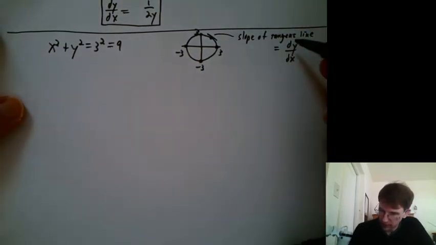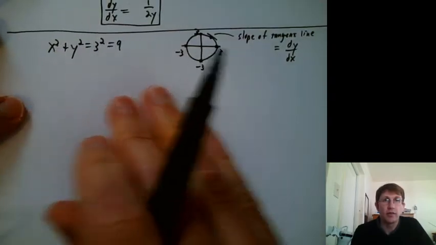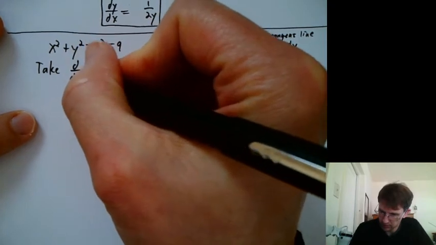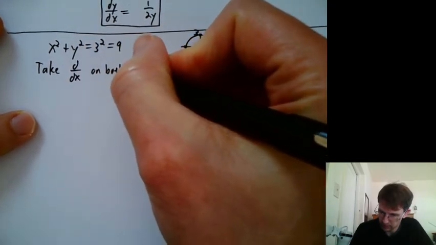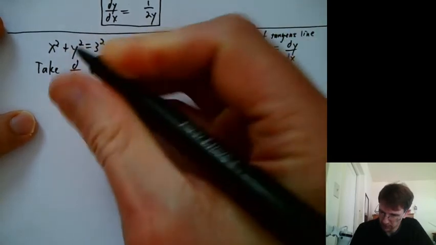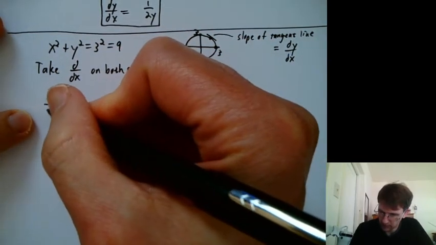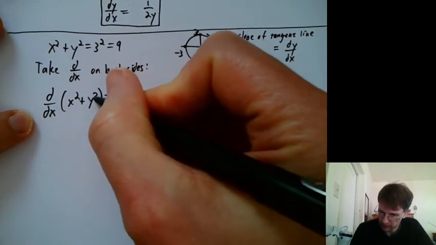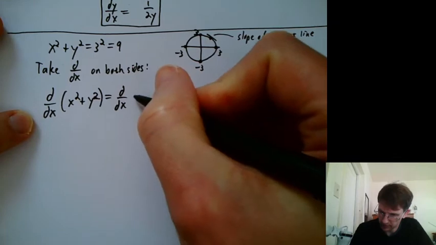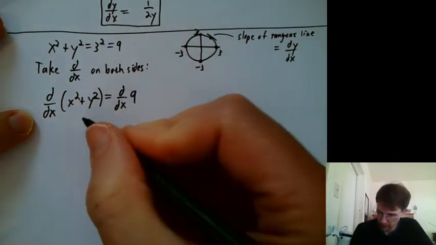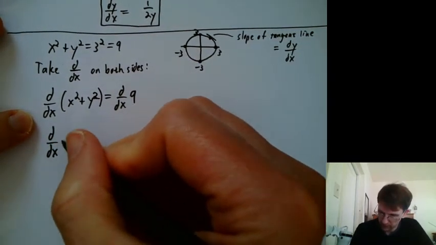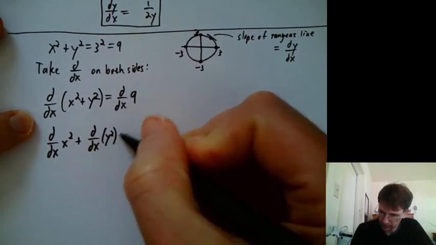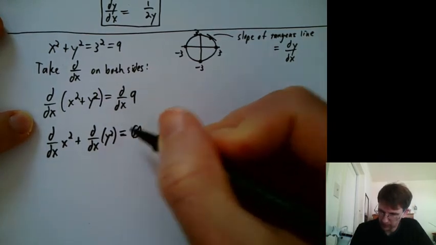So we want to find dy over dx, so let's take the derivative with respect to x on both sides. So we'll get d/dx of x squared plus y squared equals d/dx of 9. This is d/dx of x squared plus d/dx of y squared equals 0.